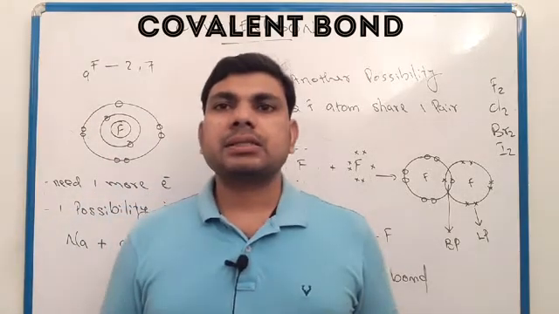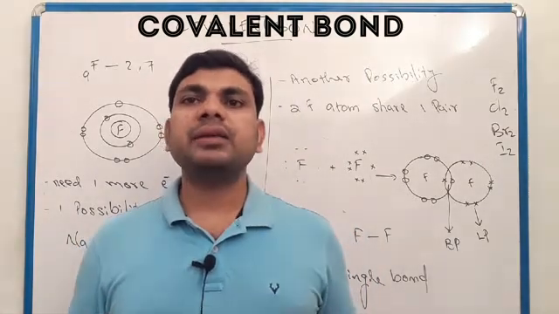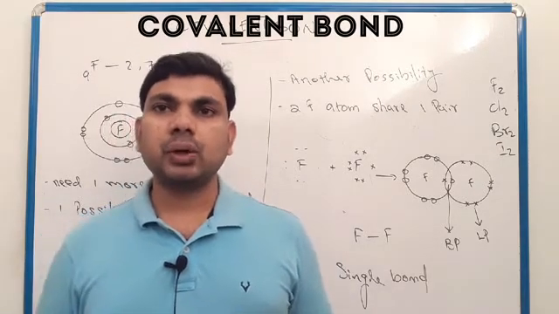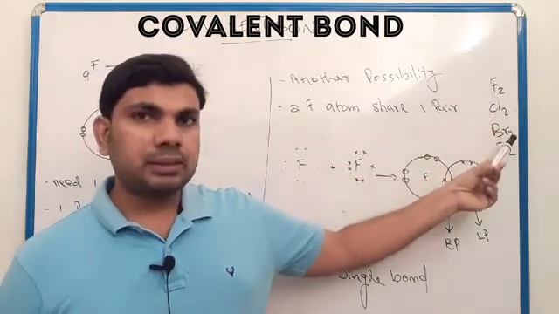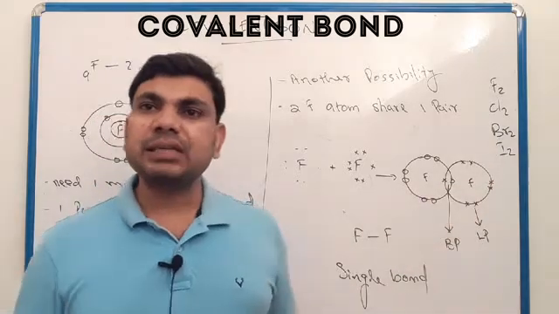Welcome to chemistry classes. In this video we are going to discuss covalent bond and different examples of covalent bond. Look here. These are group 17 elements: fluorine, chlorine, bromine, iodine.